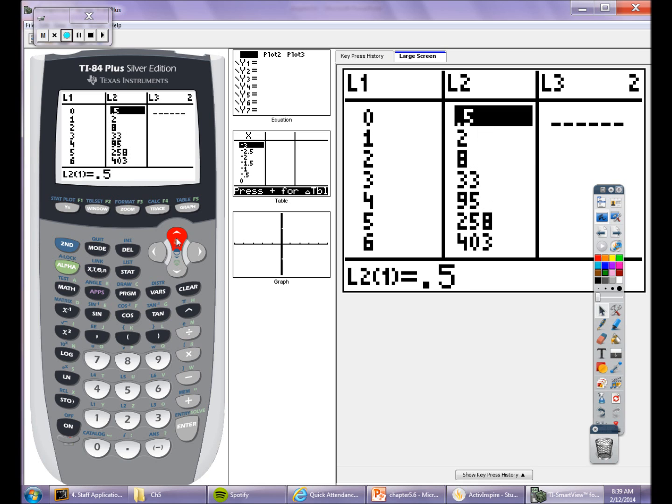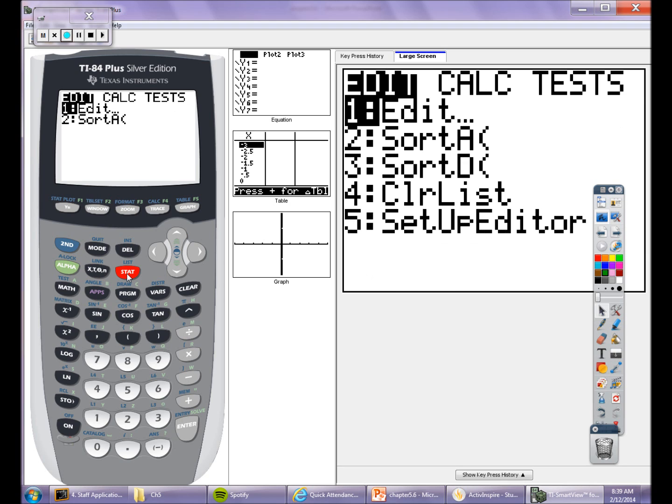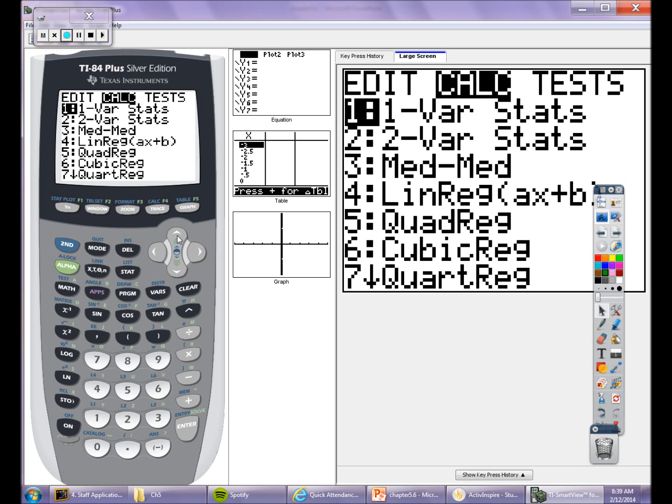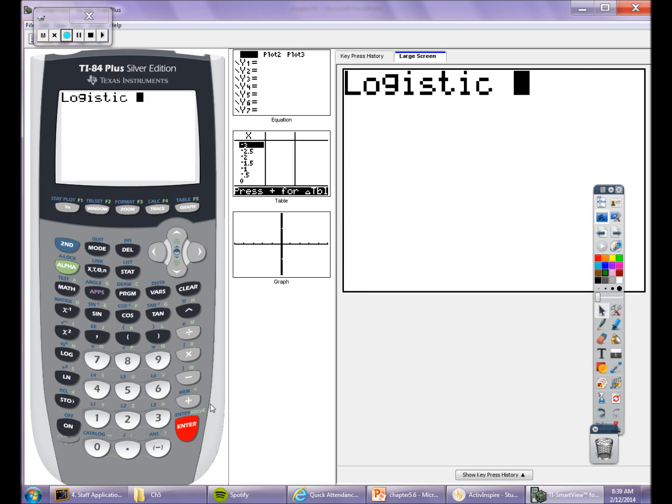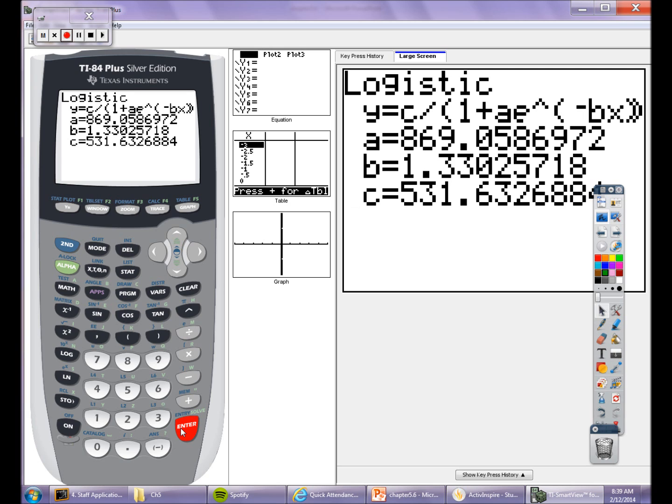At this point, you want to let the calculator come up with a logistic regression. To do that, I'm going to hit the Stat button. I'm going to go over to Calc for Calculate, and I'm going to scroll down to Logistic, not Logarithmic, Logistic. Hit Enter. The calculator will default to L1 and L2, so all I need to do here is hit Enter. And the calculator gives me the format.